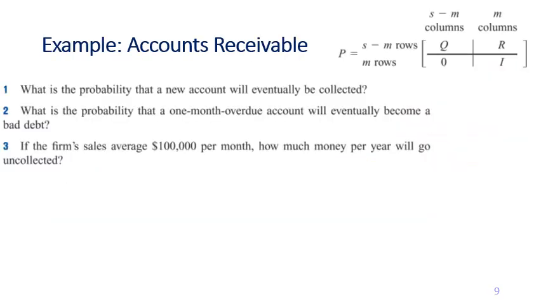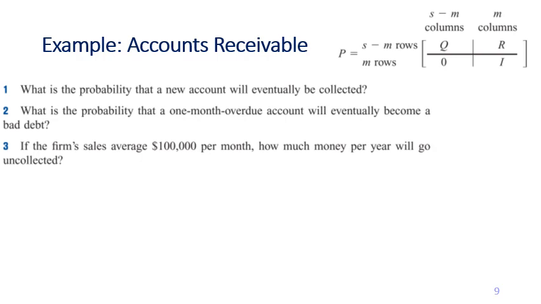So these are three questions for the accounts receivable example. The first one: what is the probability that a new account will eventually be collected? Second question: what is the probability that an account that is currently 1 month overdue will eventually become a bad debt? And then the third one: if the firm's sales average $100,000 per month, how much money per year will go uncollected or will become bad debt?